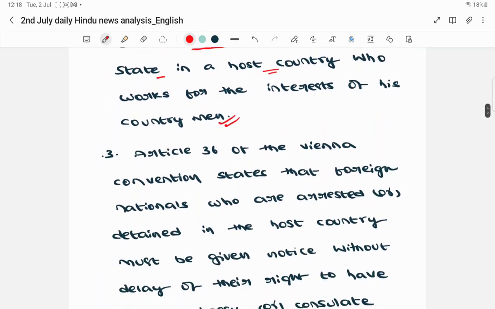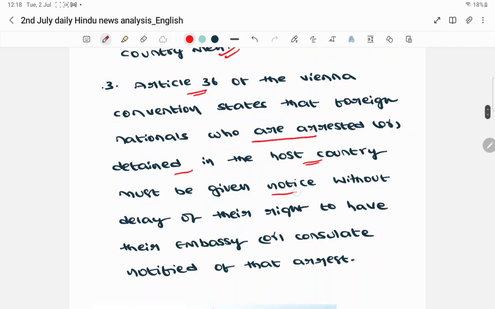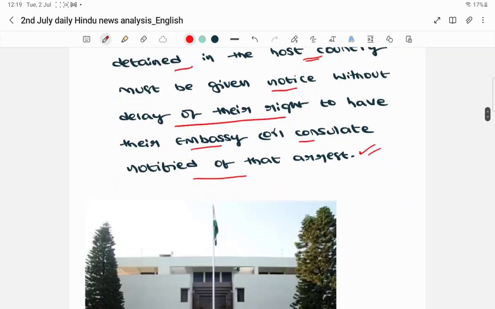At the same time, there is one important article in the Vienna Convention, which is Article 36. Article 36 states that foreign nationals who are arrested or detained in the host country must be given notice without any delay of their right to have their embassy or consulate notified of that arrest. So that means they have to immediately notify that such and such a national of your country has been arrested or detained. This information needs to be passed on immediately to the foreign country concerned. This is mandated under the Vienna Convention of 1963.